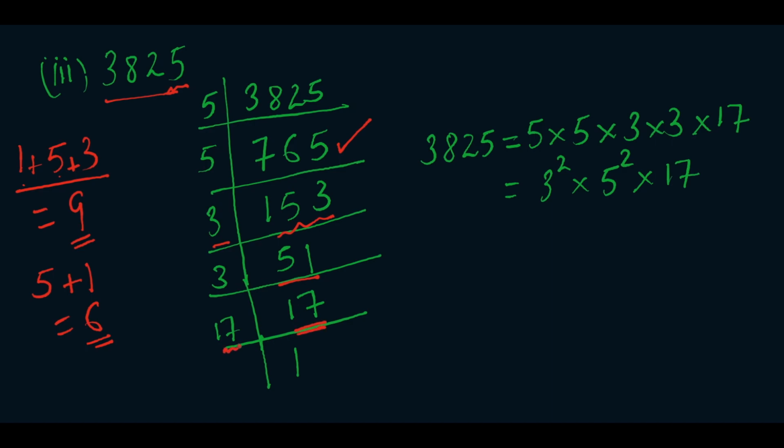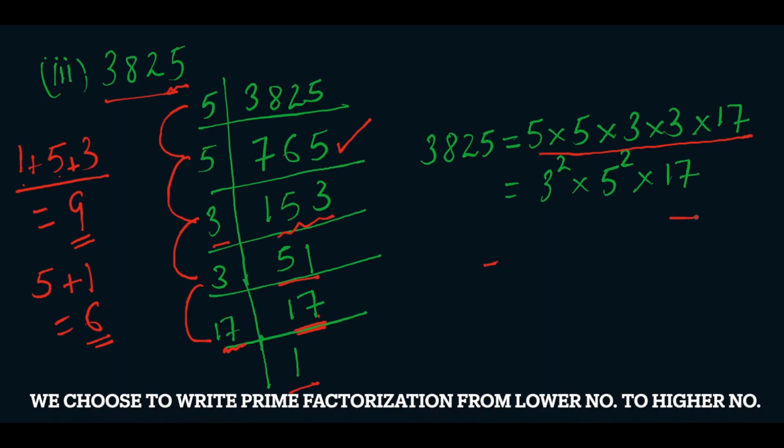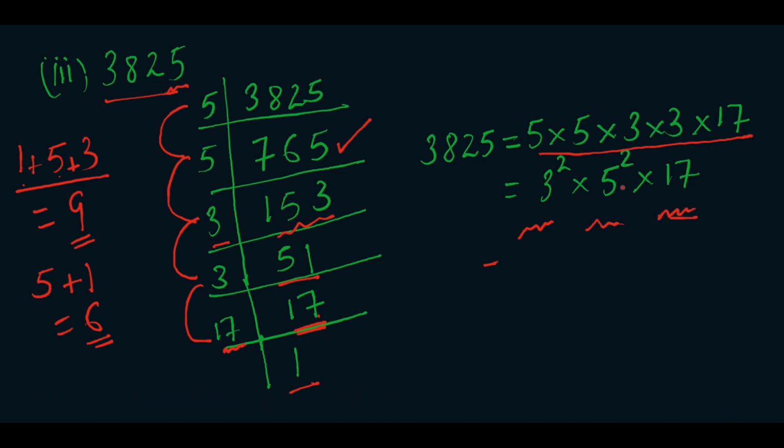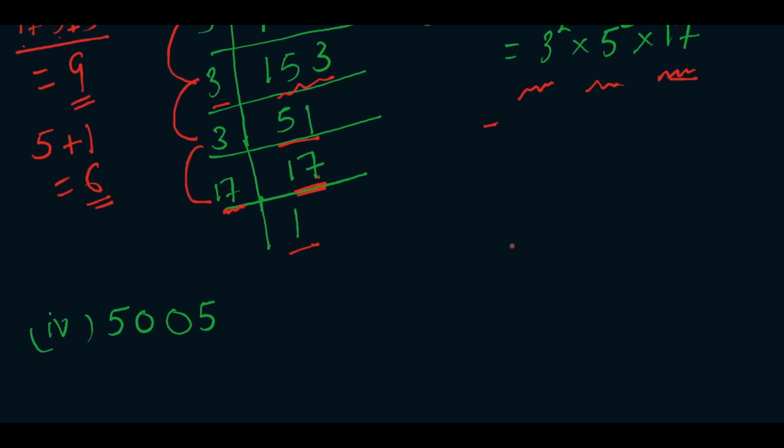And we know that 17 is a prime number, so we write 17 ones are 17. So the prime factorization will be 5 multiplied by 5 multiplied by 3 multiplied by 3 multiplied by 17. So this is our prime factorization. You can write multiplication in any other order. What we choose is we go from small prime numbers to big prime numbers. So we write it as 3 square multiplied by 5 square multiplied by 17. Now let us move on to our fourth question.